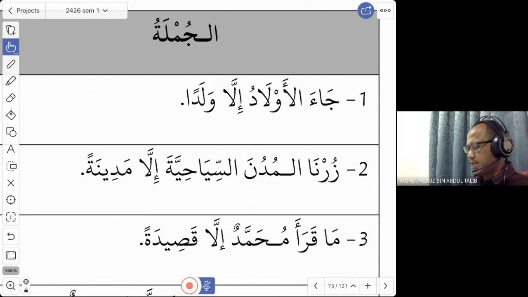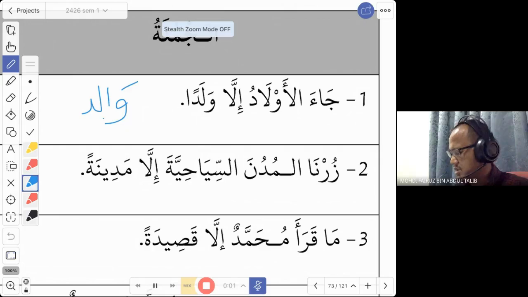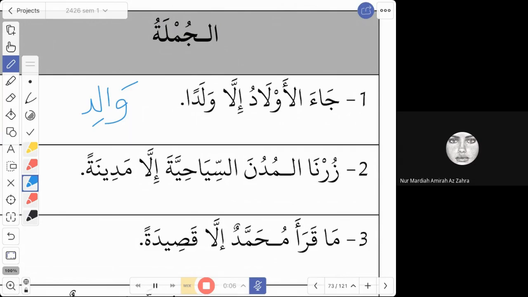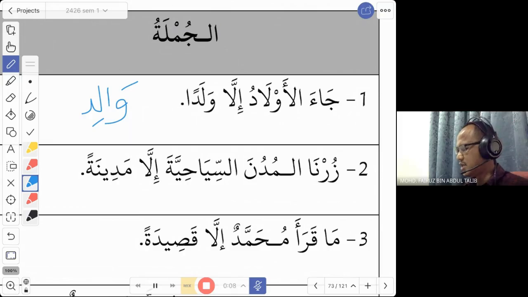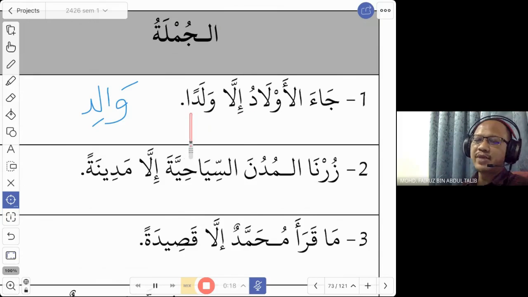First, this is not a parent. This is the children. Walad is child. If you want to say the father, the word is walid. You have the alif, then this is walid. This is father. But when it is walad, it is the child. So the meaning is the children came except for one child. So all came except for one. So one did not come. So that is the meaning.